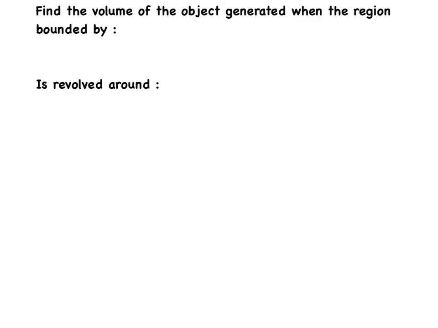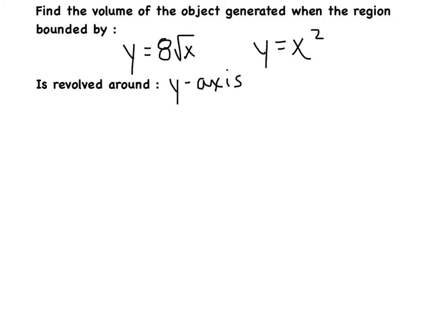So let's go back and pick up with the same region we were working with earlier. Let's consider the function y equals 8 radical x. I think we were calling it f of x earlier. And then we'll also work with y equals x squared. And this time I want to revolve it around the y-axis. So red alert, you've got an axis of rotation that's vertical. Therefore, your slices are going to be horizontal, and everything is going to be in terms of y.